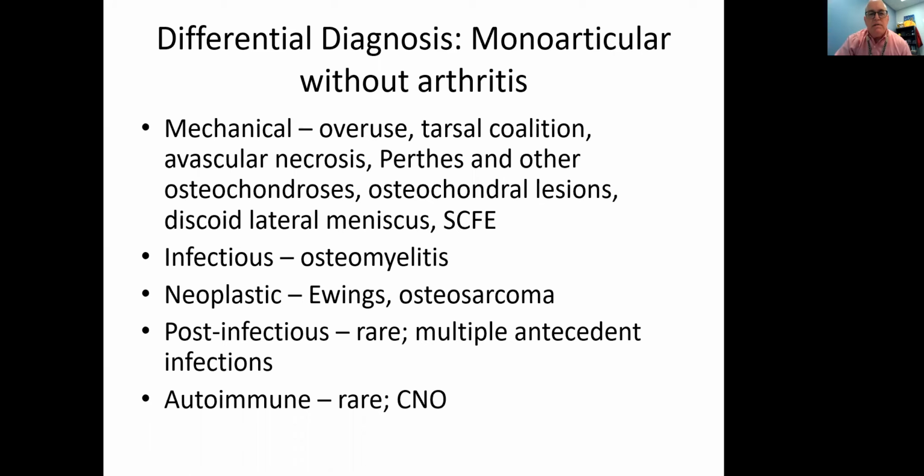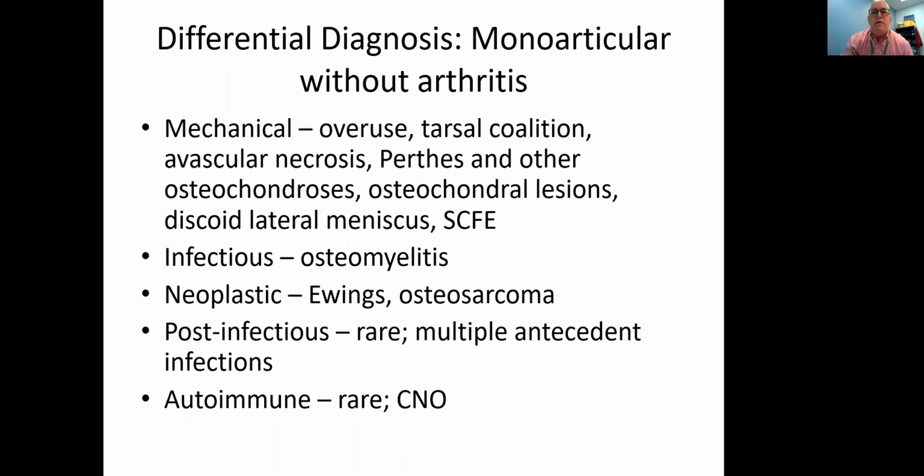Post-infectious typically has arthritis. It's typically polyarticular like we talked about, so this is less common. A monoarticular joint pain without arthritis is rare. Chronic non-infectious osteomyelitis, formerly called chronic recurrent multifocal osteomyelitis. I think it might even have a new name now. Part of the thought about changing the name is that some of these patients will have a one bone presentation. Often it could be near the joint. Proximal tibia is a very common location for chronic non-infectious osteomyelitis.